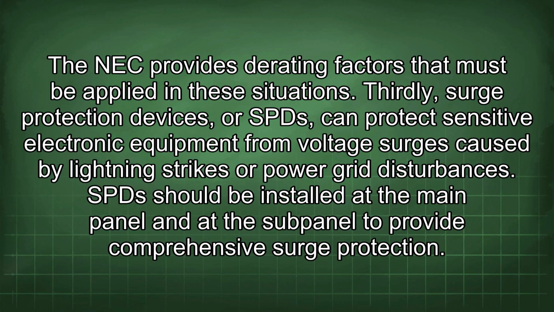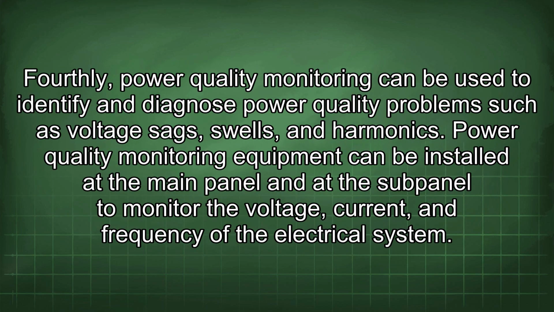Thirdly, surge protection devices, or SPDs, can protect sensitive electronic equipment from voltage surges caused by lightning strikes or power grid disturbances. SPDs should be installed at the main panel and at the subpanel to provide comprehensive surge protection. Fourthly, power quality monitoring can be used to identify and diagnose power quality problems such as voltage sags, swells, and harmonics. Power quality monitoring equipment can be installed at the main panel and at the subpanel to monitor the voltage, current, and frequency of the electrical system.